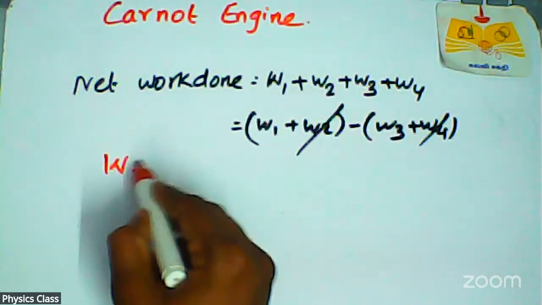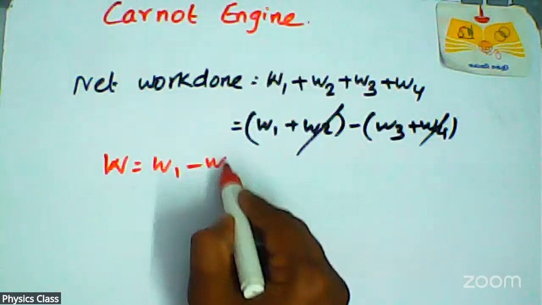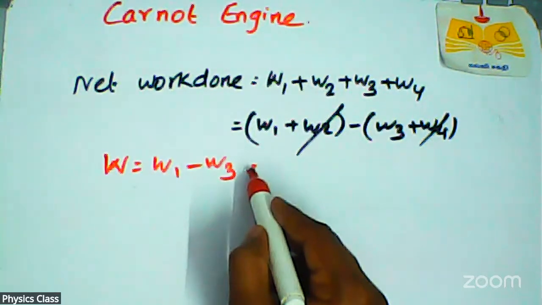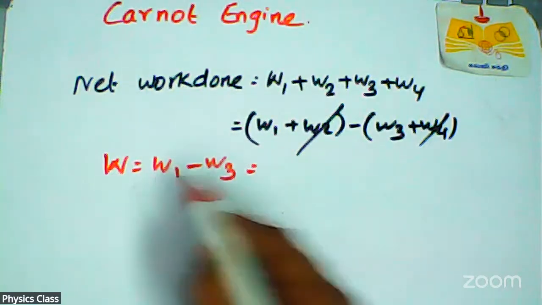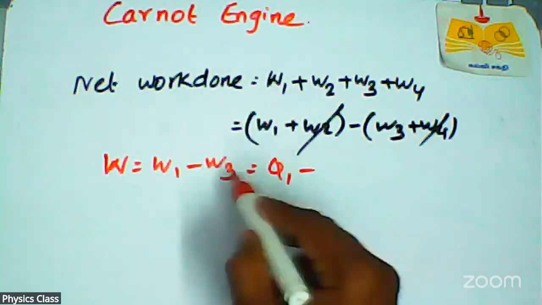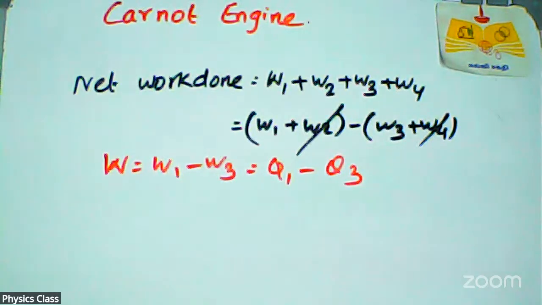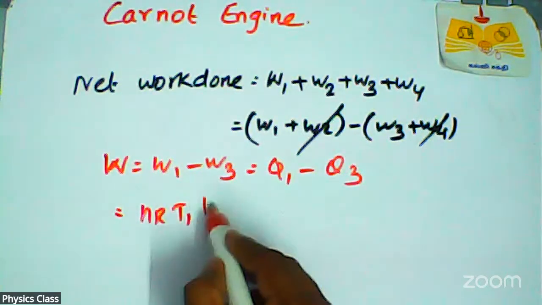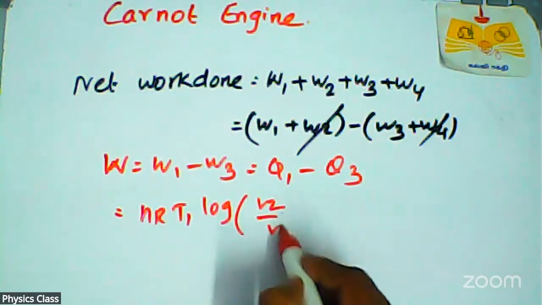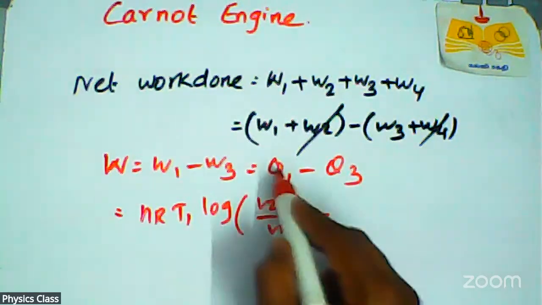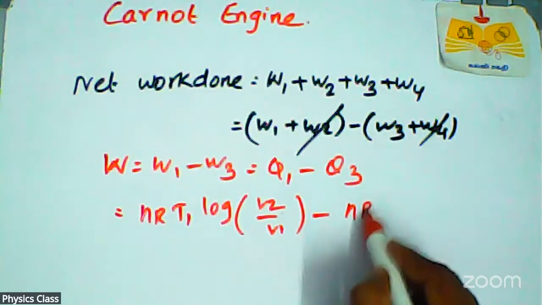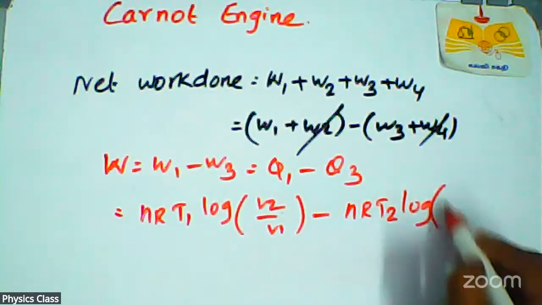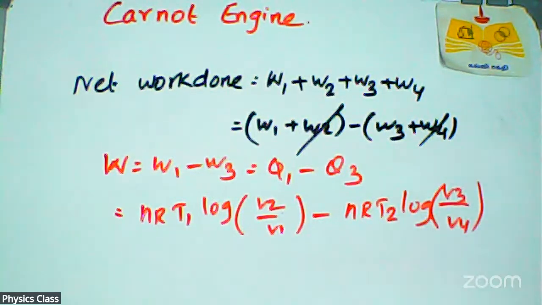So W means net work done. W1 minus W3 is there. That is, for W1 which is heat Q1, for W3 which is heat Q3. Okay, next. For W1, which is nRT1 logarithm V2 by V1, minus W3, which means nRT2 logarithm V3 by V4. Yeah, correct.